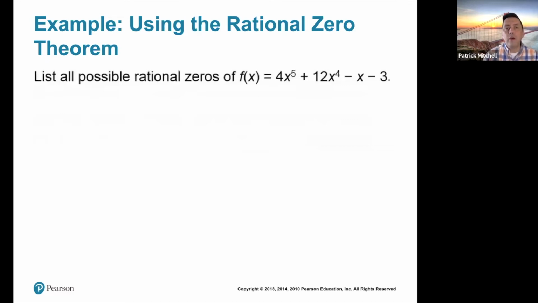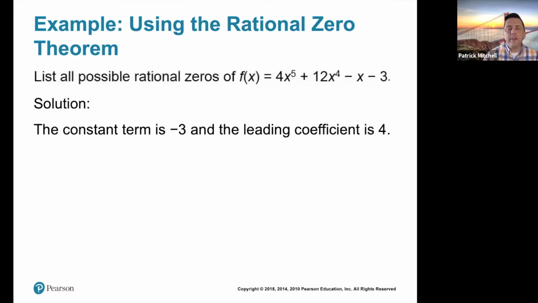So we're going to use the rational zero theorem to list all possible rational zeros of f of x equals 4x to the 5th plus 12x to the 4th minus x minus 3. Right now we're not going to determine which ones of those are actual zeros. We're just going to list all of the possibilities. So the way that works is you note the constant term -3 and the leading coefficient 4.